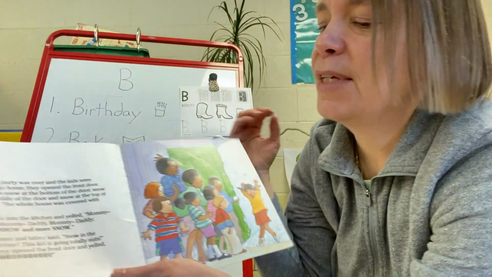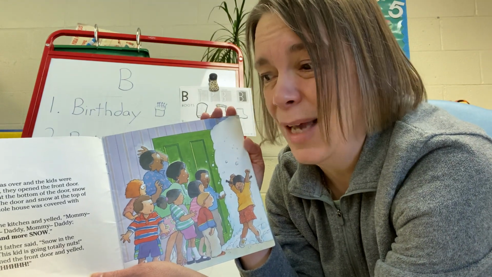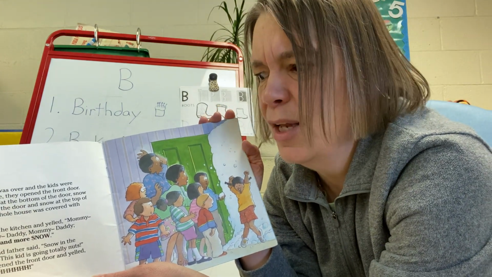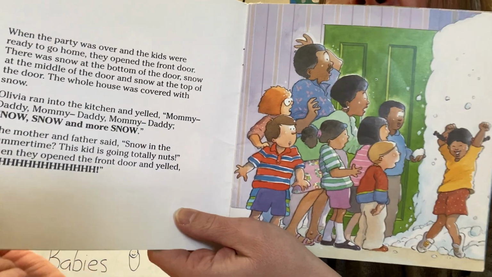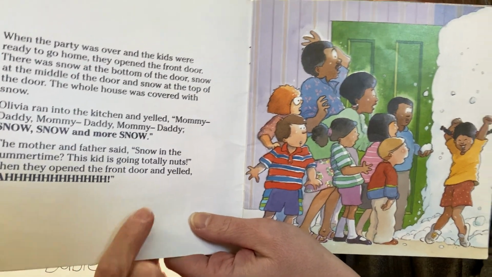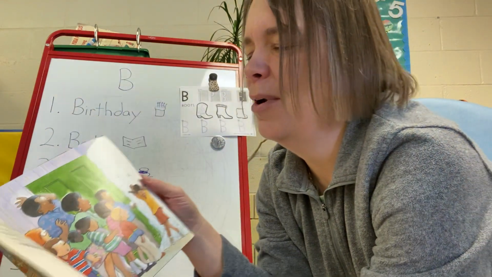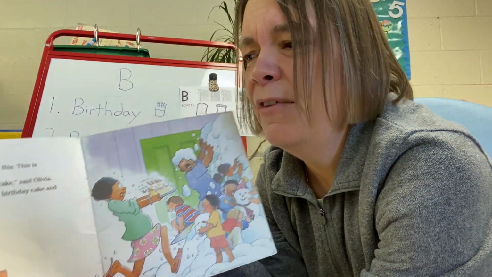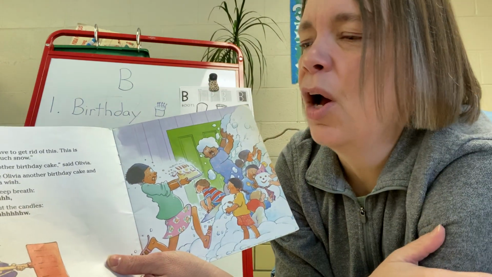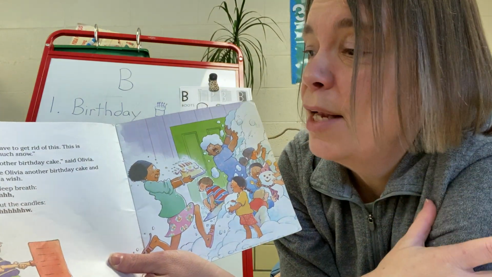Her mother and father said, snow in the summertime? This kid is going totally nuts. And they opened up their front door and yelled, ah! Oh no, how are they going to get out? Olivia, you have to get rid of this snow. This is entirely too much.